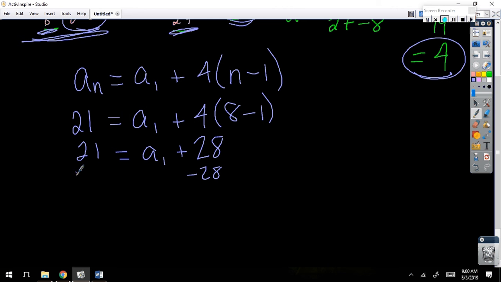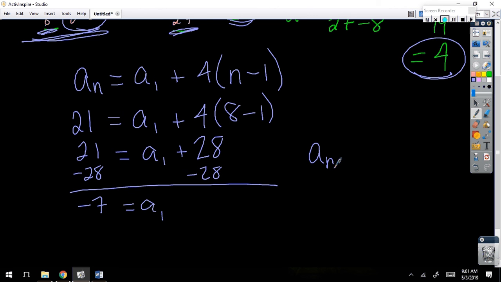They solve it a different way in the book. It wasn't 4 times 8, but you do 8 minus 1. Oh, so then it's 7 times 4. I'm combining it. Okay, good.